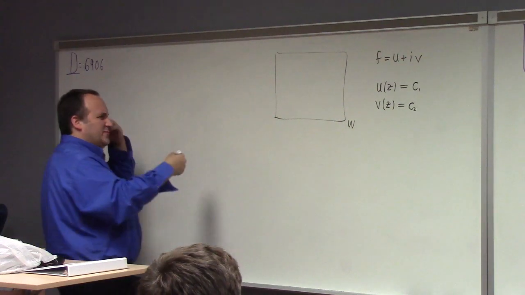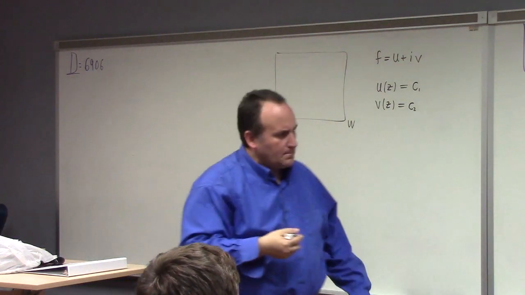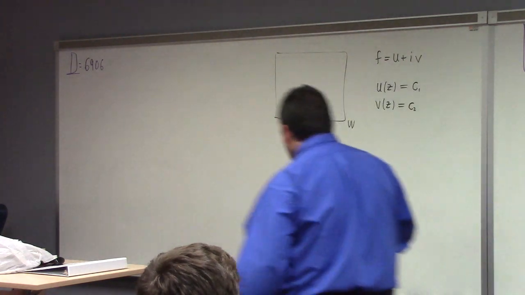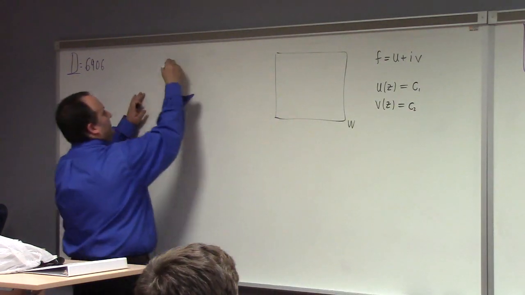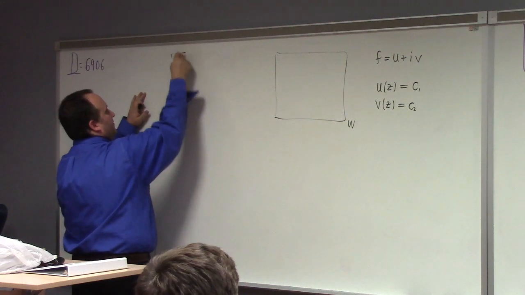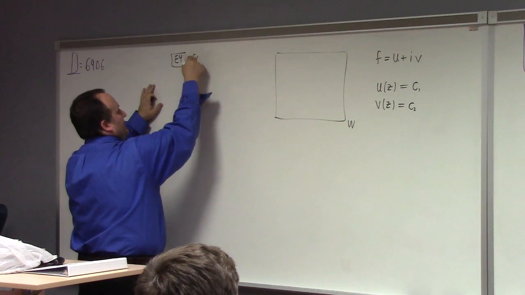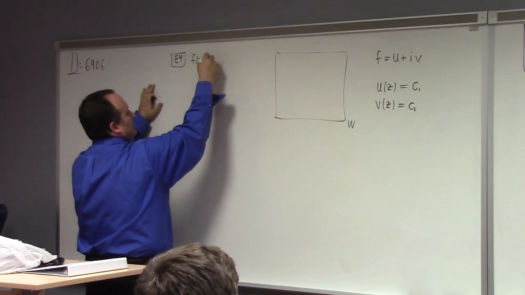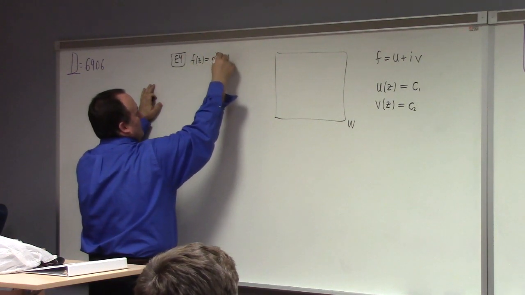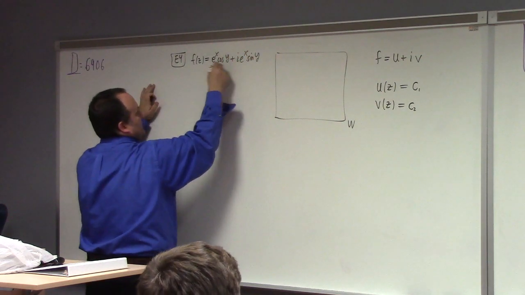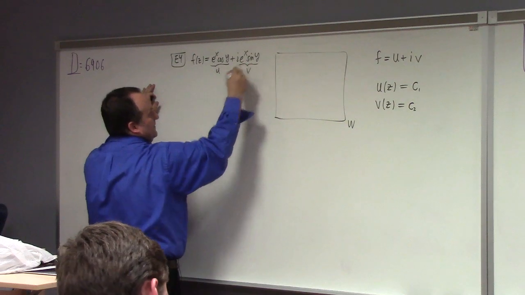Let me make this more concrete. Let me give you an example. Example 4. Let's keep it relatively simple. We like the exponential. Let's look at the exponential for a second. f of z equals what? e to the x cosine y plus i e to the x sine y, right? So there's your u, there's your v.